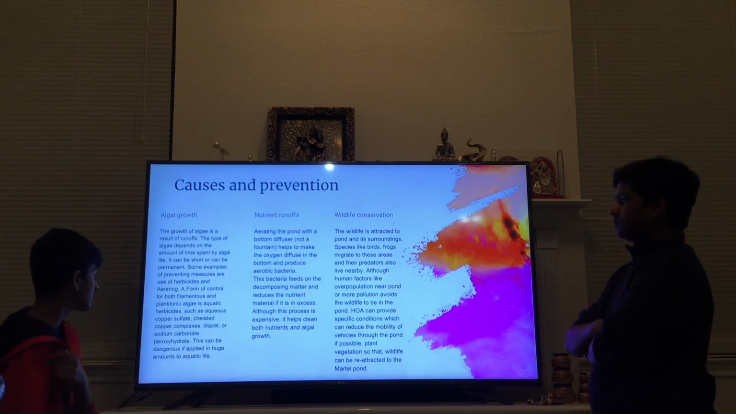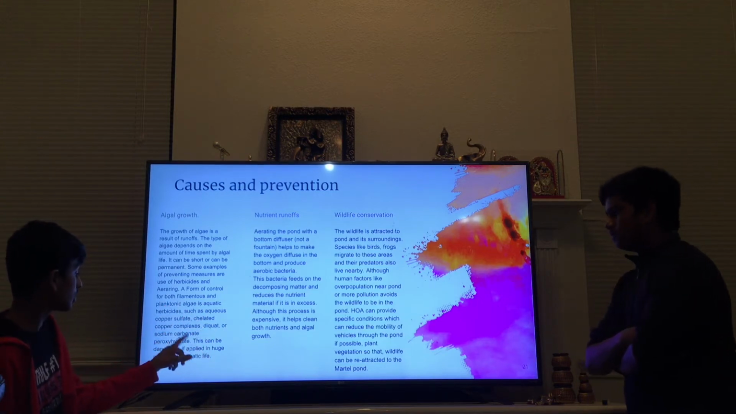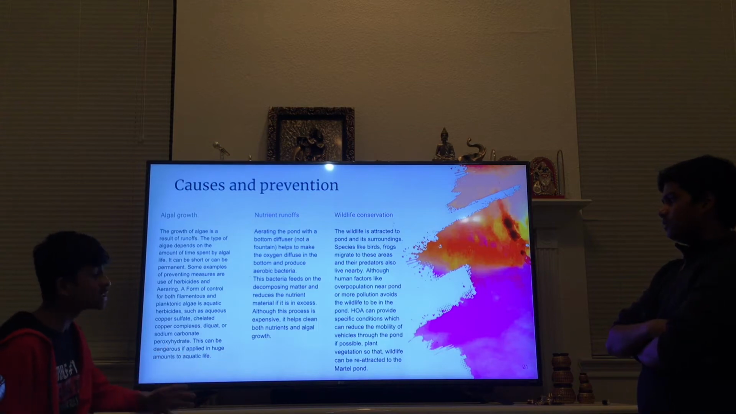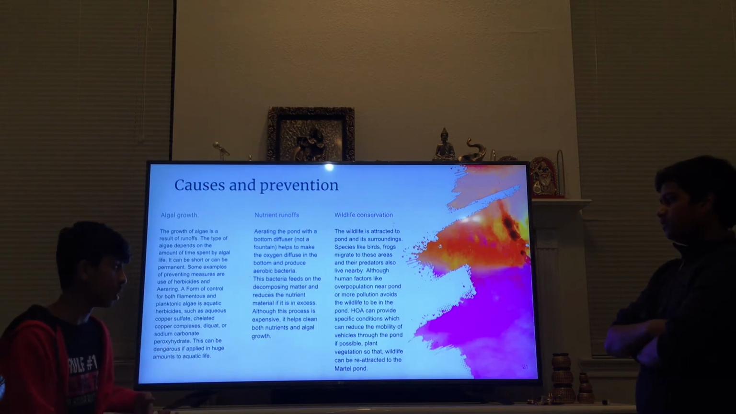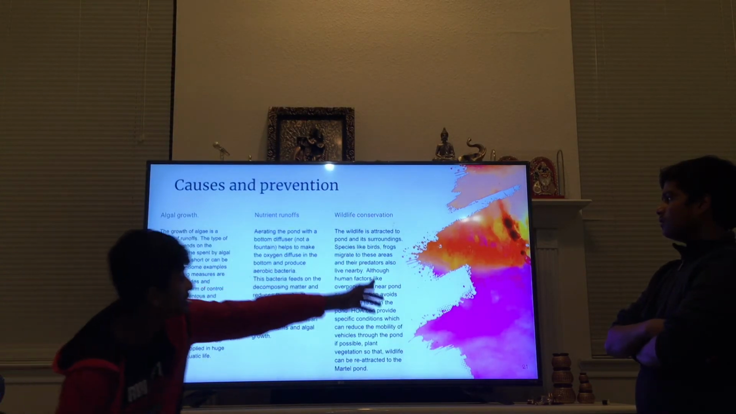Algae growth, as we discussed, is basically filamentous and planktonic algae. An example of aquatic herbicides is aqueous sulfates and copper complexes, diquat, and sodium carbonate peroxyhydrate. These are different types of algae found in the water, which also indicates that there's high runoff into the water. And here's nutrient runoff, which basically explains how these algae grew. And Jake's going to take us through the wildlife conservation.